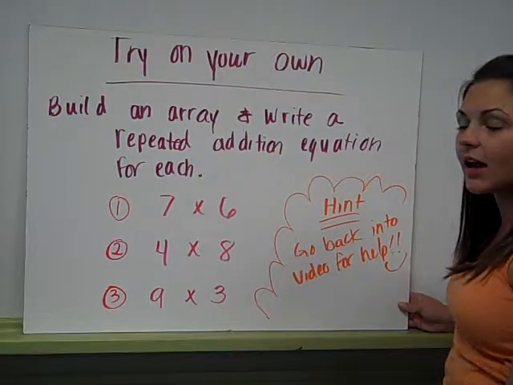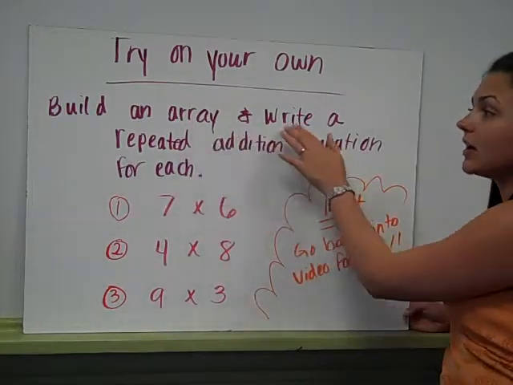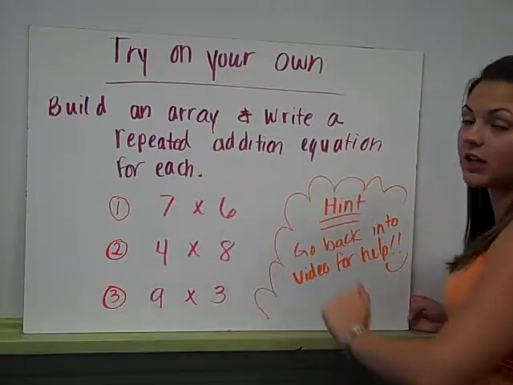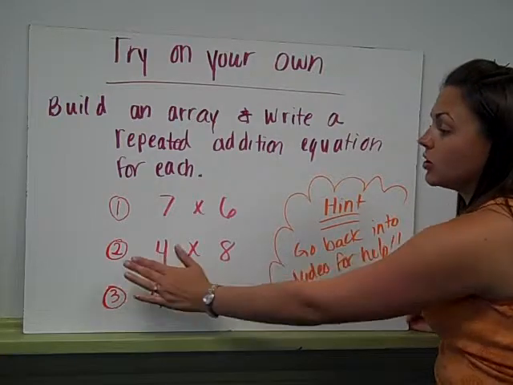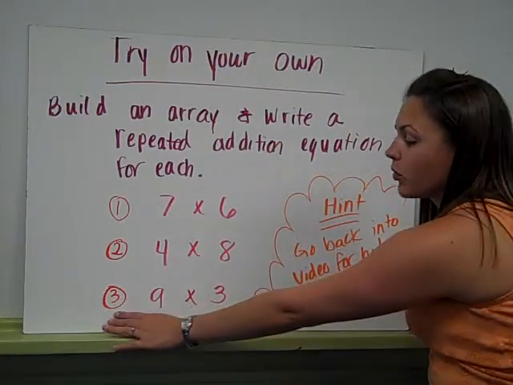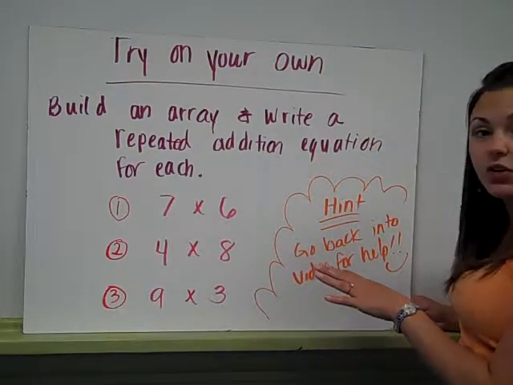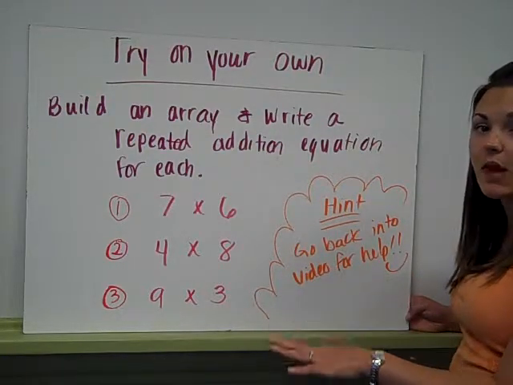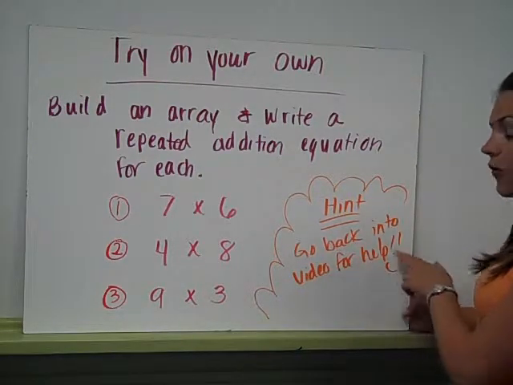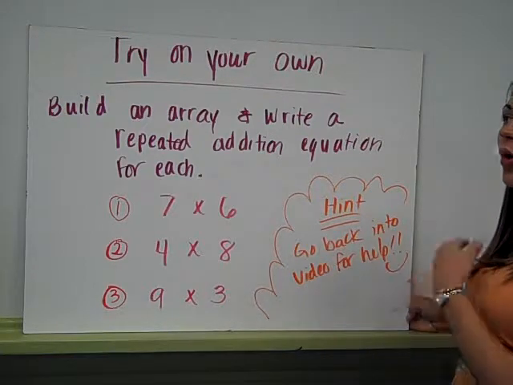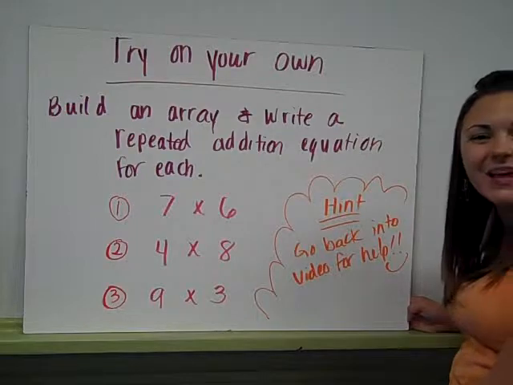Okay, for this last slide, I would like for you to try some on your own. I want you to build an array and write a repeated addition equation for each problem. Problem 1, I have 7 times 6. Problem 2, 4 times 8. Problem 3, 9 times 3. Now remember, these do not have to be in any certain way. The commutative property says it doesn't matter how you build your array. Hint, go back into the video for help. If you need help, go back and look over the examples that I provided for you on the previous slides. Thank you.